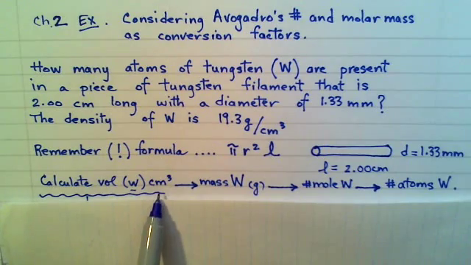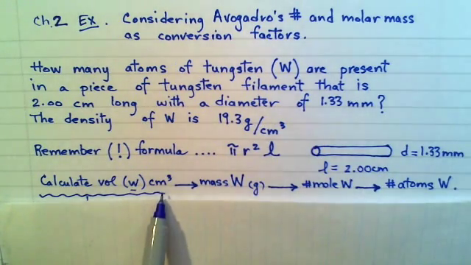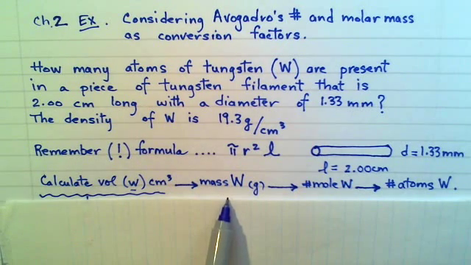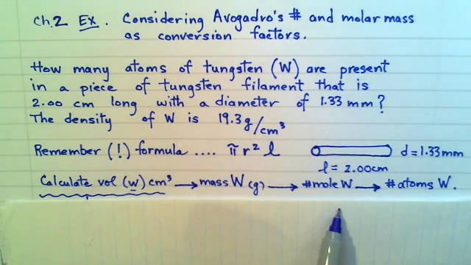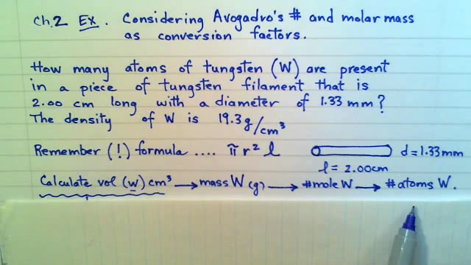I would take the volume of that filament of tungsten and convert it using density, right, wouldn't we, to a mass in grams of tungsten. Once I have the mass in grams, here's where Chapter 2 is considering more conversion factors. I would convert it to the number of moles of tungsten, and I would use the molecular weight that I find from the periodic table. Once I have the number of moles of tungsten, I convert that using Avogadro's number as a conversion factor to the number of atoms of tungsten.